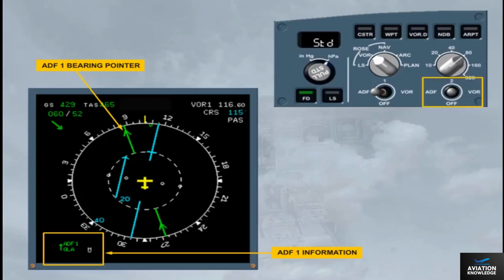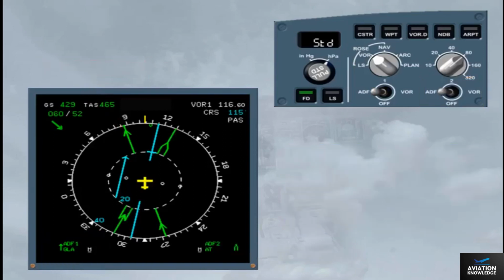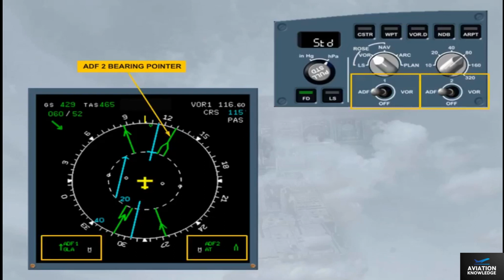We will now display the ADF2 bearing pointer by selecting ADF VOR Selector 2 to ADF. The ADF2 bearing pointer is now displayed, represented by a double-lined arrow. At the bottom of the display, there is information on the selected navaids. Notice that in common with most things on the aircraft, it is number 1 on the left and number 2 on the right.